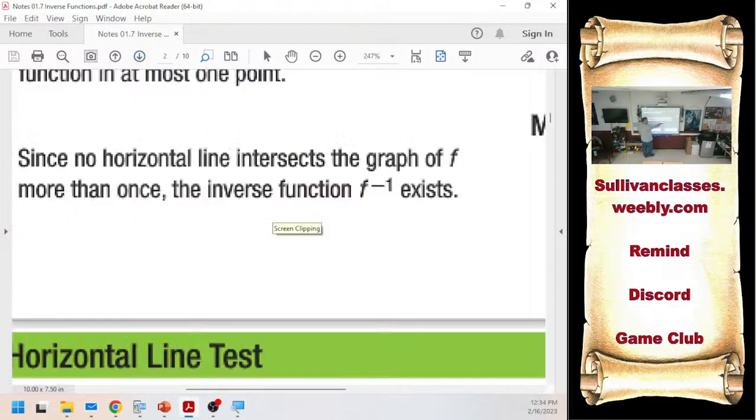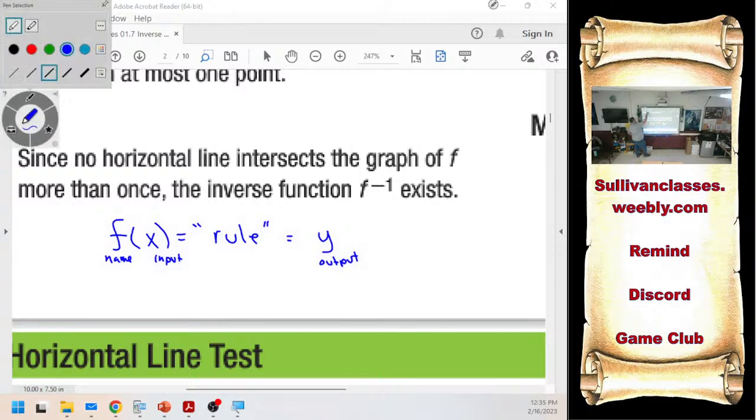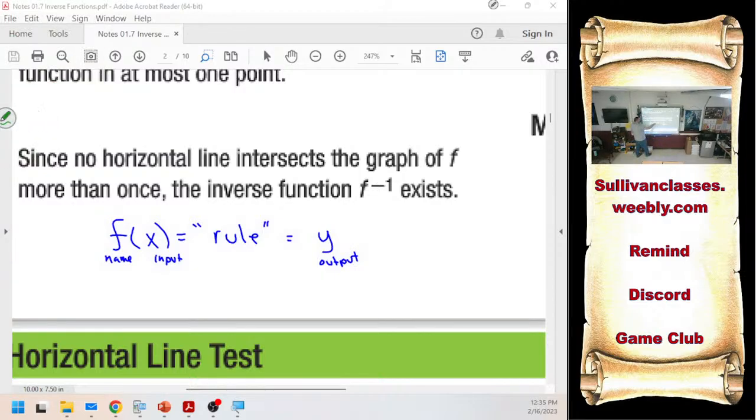Do y'all remember the notation for them? This is why I kind of go off about function notation. This is the name of the function, remember? Name of the function, the input. Then I get some rule, some expression with variables, and the result at the end is y, which is my output. Okay, I got to make that distinction because the notation for inverse is this.